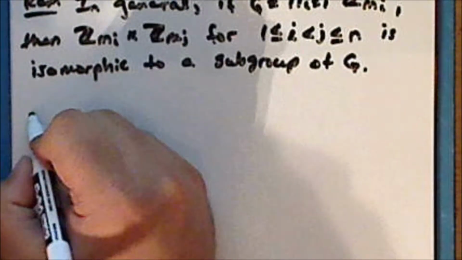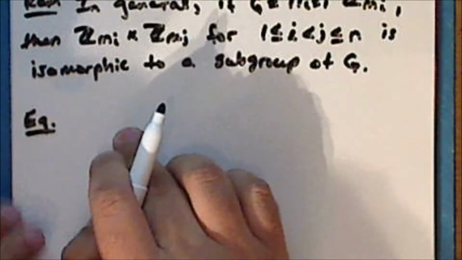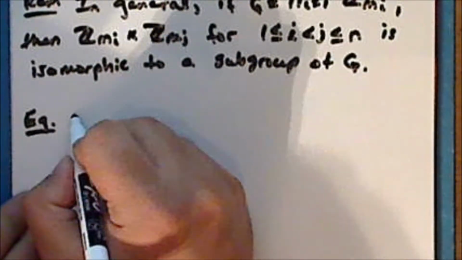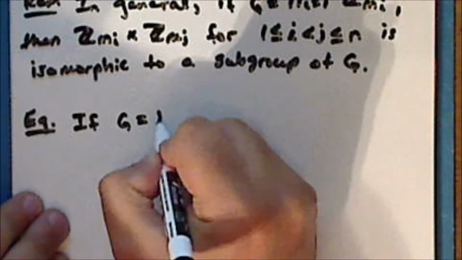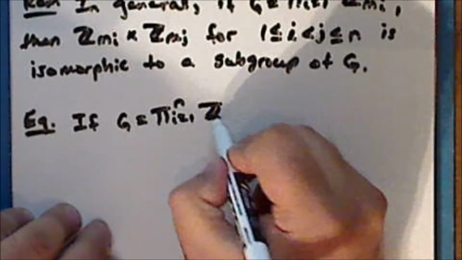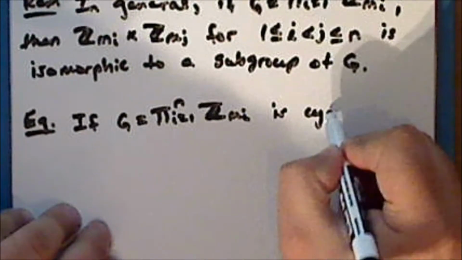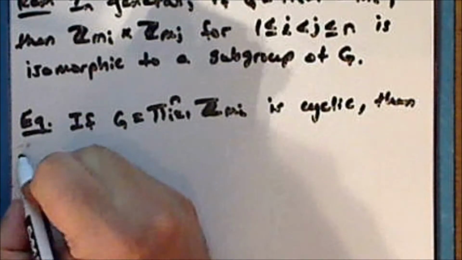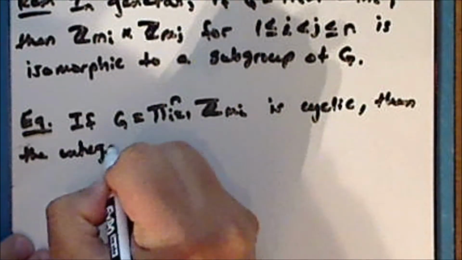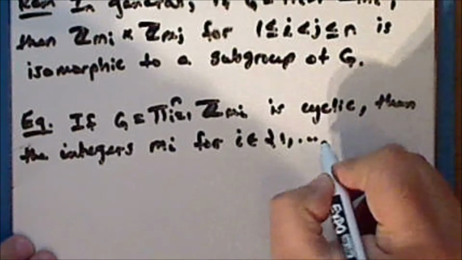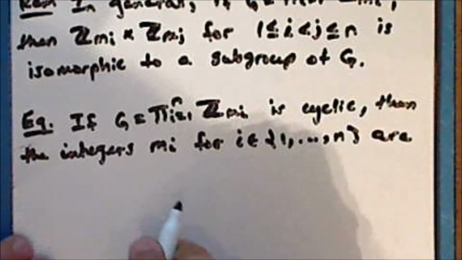So now, as an example, we'll make the correction to the proof of the theorem in part 3 of the previous lecture. The problem was with the first implication. So if the group G, which is the direct product from i equals 1 to n of the groups of integers modulo m sub i, is cyclic, then the integers m sub i for i in the range from 1 to n are pairwise relatively prime.